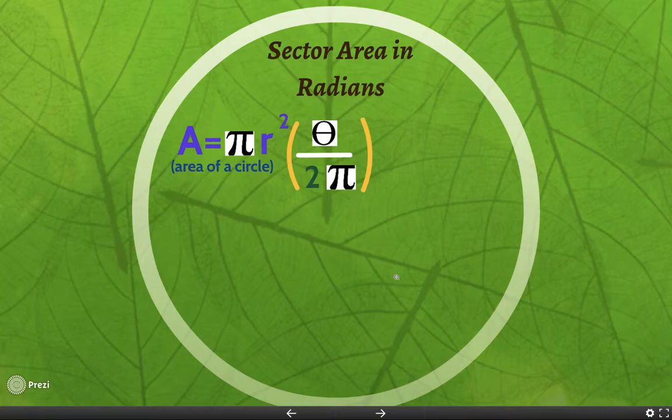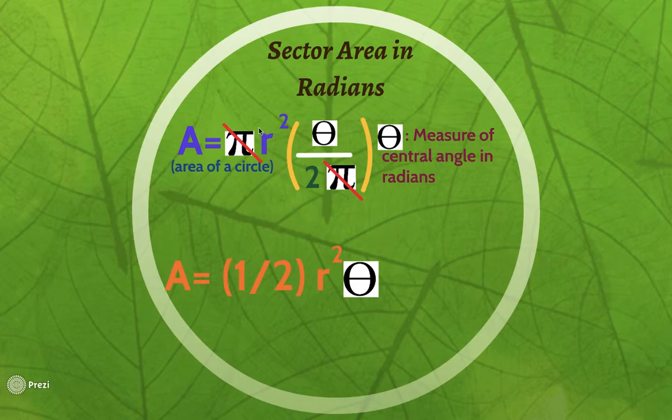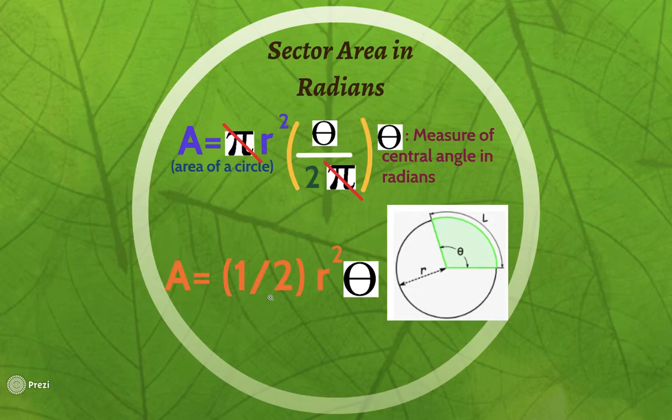Now, when you're talking about an angle in radians, the variable we use is this bad boy, which is called theta. Theta is the measure of the central angle we're given in radians that the sector involves. In the Prezi I showed you that the pi's would cancel out, which reduces this equation down to 1/2 times the radius squared times theta. So that's going to be our sector area formula. We're going to be finding the sector area using this nifty formula: 1/2 r squared theta.